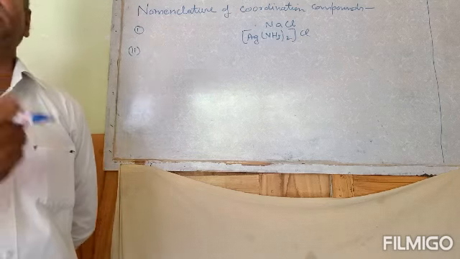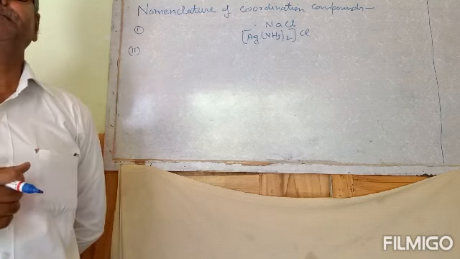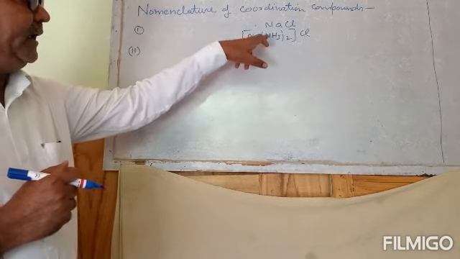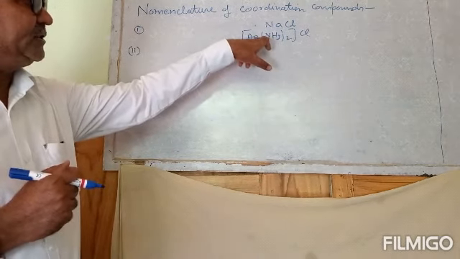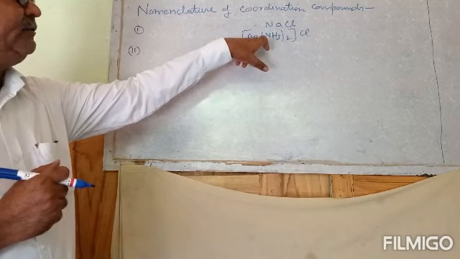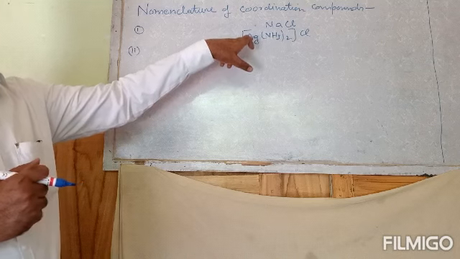Second point, in the complex ion, ligands are named first. For example, this ammonia is named as amine and it will be named first. Then this silver as per the rule.